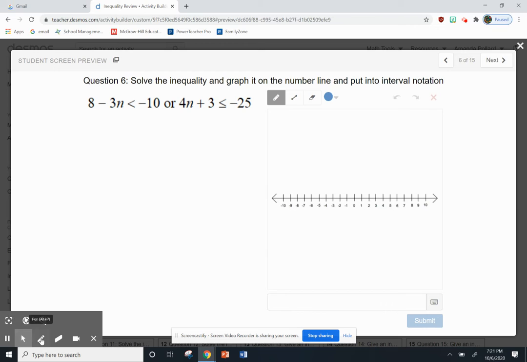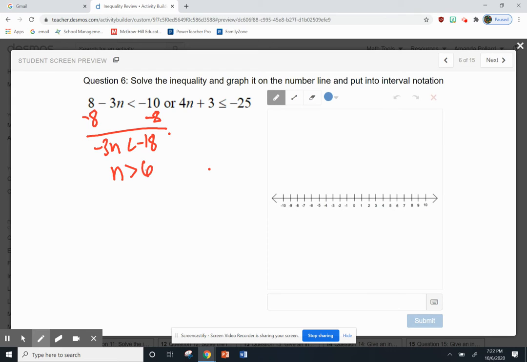All right, here we have an or. So I am going to subtract 8 over, and I get -3n is less than -18. So I get n is greater than 6. I have to change the sign. Subtract 3. 4n is less than or equal to -28. So n is less than or equal to -7. And we put the or in between because it is in between.